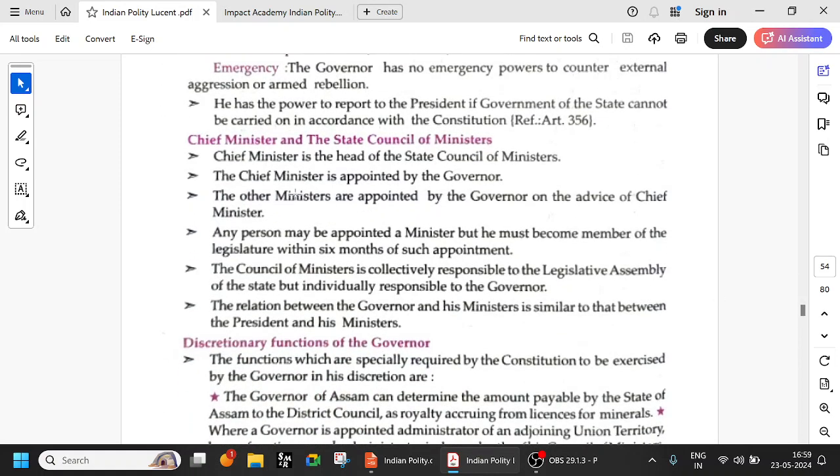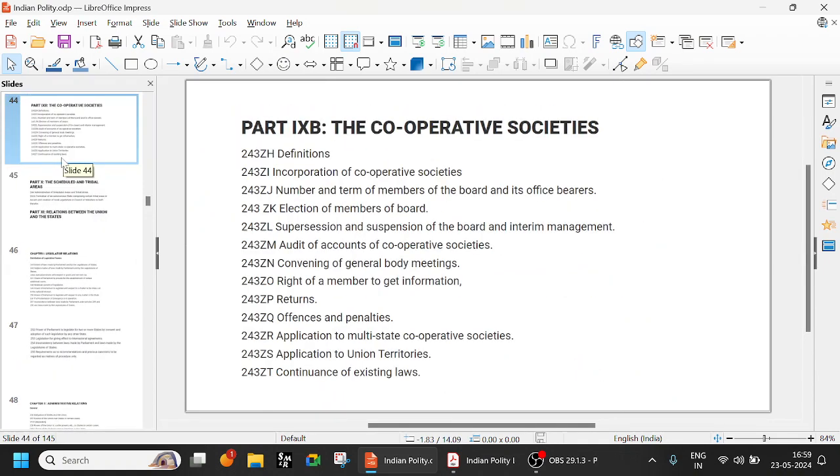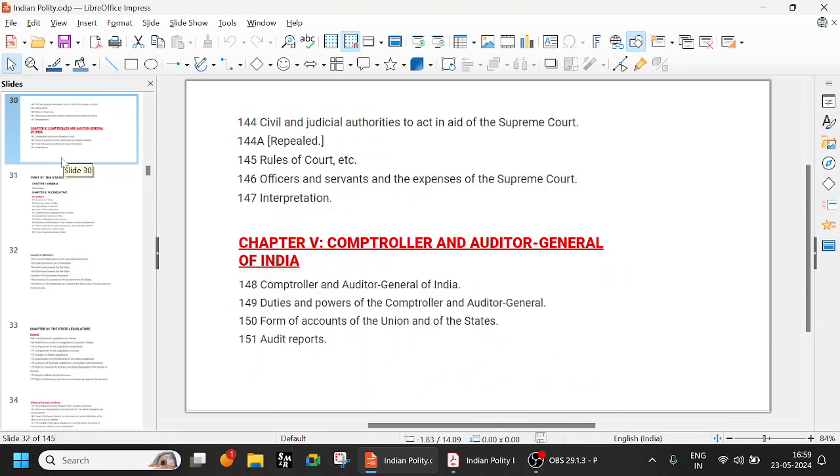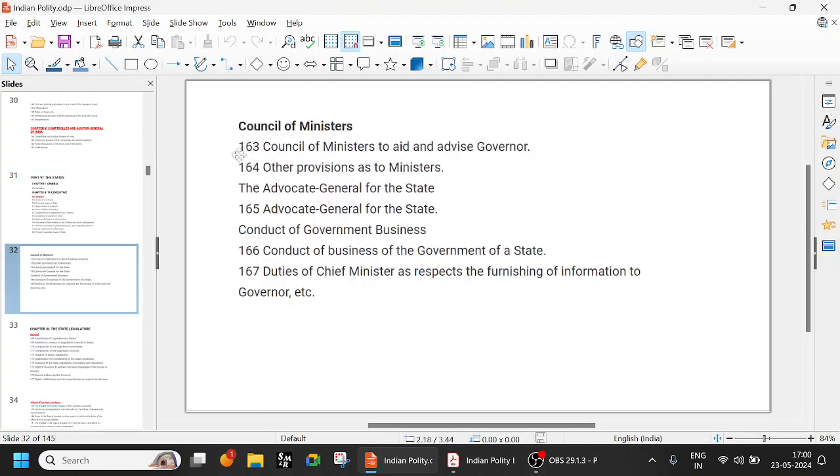So if you look at the chief minister and the state council of ministers. So governor is Article 153, right? We have seen Article 153. Okay, Article 153 is governor, and we have seen 161 is to grant pardons, etc. Disqualification. There is no such thing as impeachment. So we've seen all these things, and 163 is Council of Ministers to aid and advise the governor, and 164 is other provisions as to ministers.